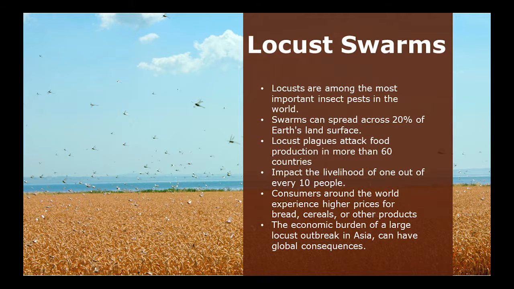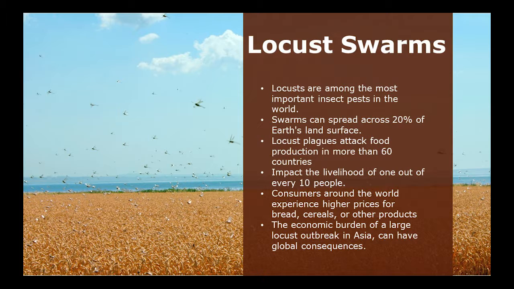So locusts are among the most important insect pests in the world, right? So in outbreak years, locust populations can spread across 20% of the Earth's surface. That's huge. And locust plagues attack food production in over 60 countries around the world. When a major locust swarm happens, it actually has an impact on the livelihood of about 1 out of every 10 people in the world. So I think what's interesting about the impact and the livelihood of 1 out of every 10 people is, is that a direct impact or an indirect impact? Because I think we could argue that as a sustainability issue, it almost indirectly affects everyone. And that's behind the scenes, something that you can't see. So you may see a locust plague develop somewhere in Asia, but that can have global consequences for everybody.